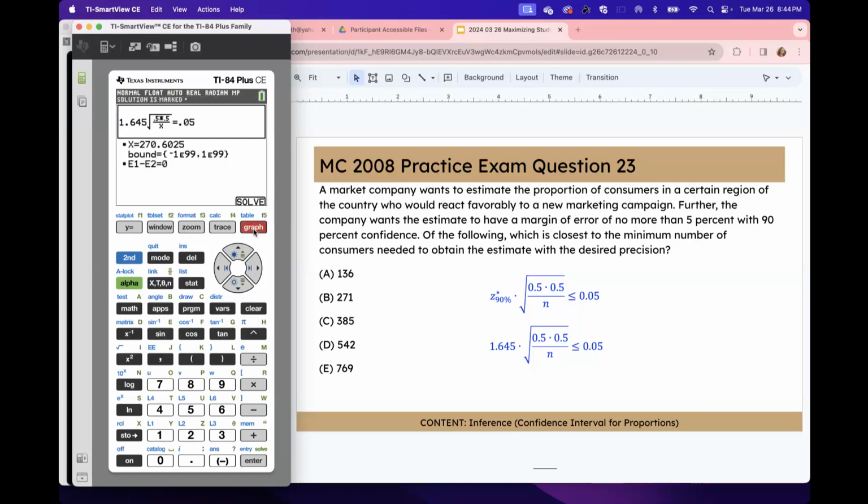Then I can solve, and it gives me what the numeric solution is. About 271. That's option B. I'm done. I'm out of here. And I did not do algebra at all. I let my calculator take care of my algebra. So if you've got those students who are weak on their algebra skills, that does not stop them from doing well on the statistics test, because it is not an algebra test.